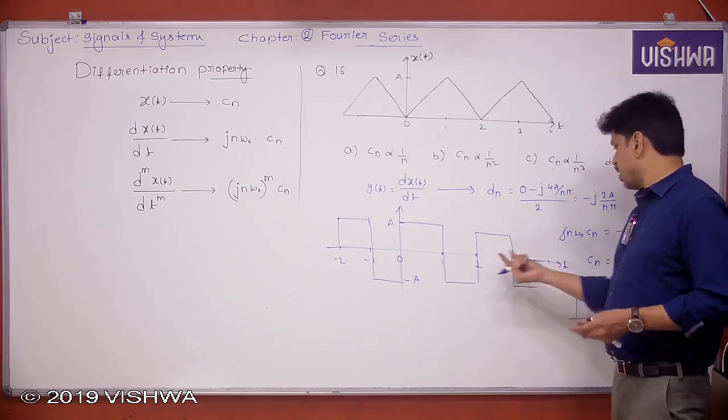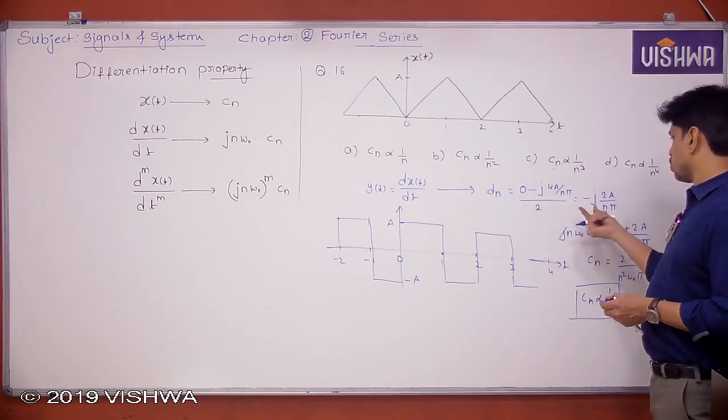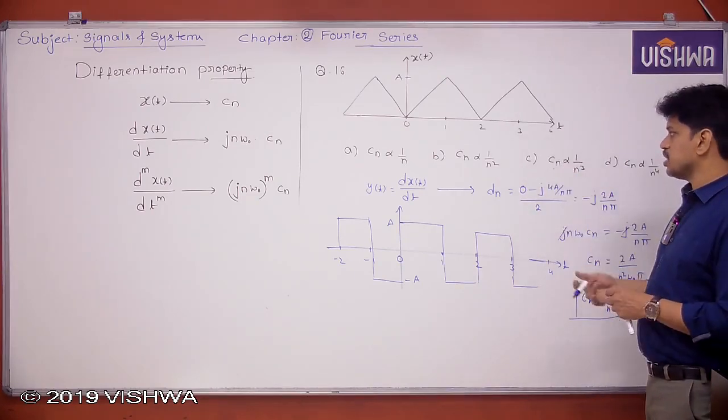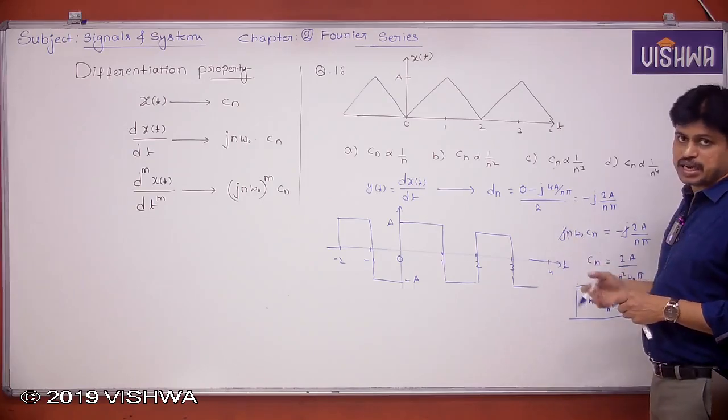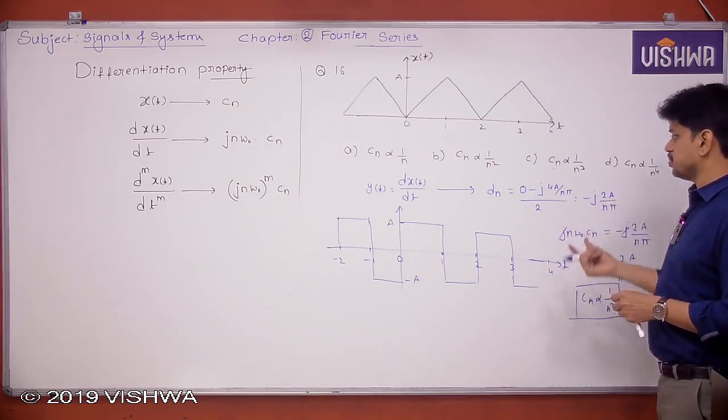For a square wave, Cn is proportional to 1 by n. For a triangular wave, we have to differentiate it one time, so we have to divide by n again. So it is going to be 1 by n square. Like that we have to say. Okay, take it.